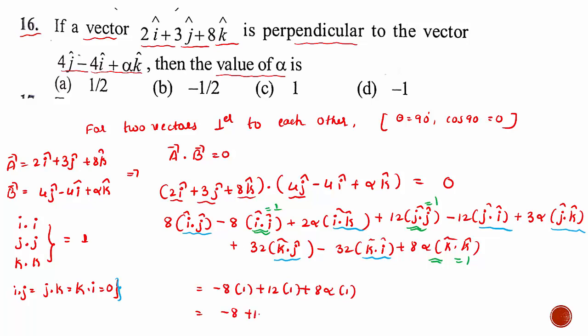Minus 8 plus 12 plus 8 alpha, or minus 8 plus 12 is how much? 4 plus 8 alpha equal to 0, right? So 4 plus 8 alpha equal to 0 means we can write 8 alpha equal to minus 4, alpha equal to minus 4 by 8, that will be minus 1 by 2. So what is the final answer here? Minus 1 divided by 2, that is the value of alpha. Minus 1 by 2 means option B is the right answer.